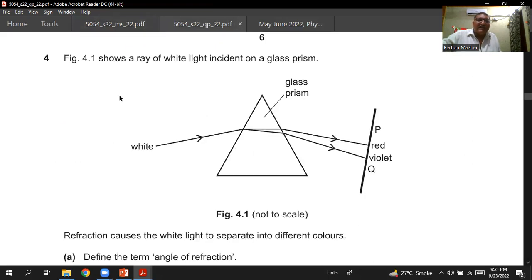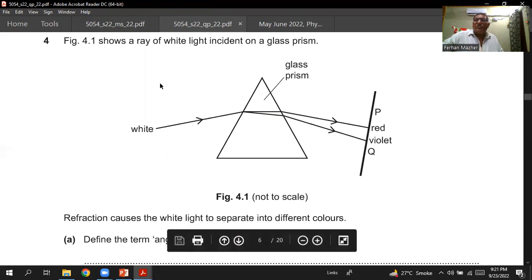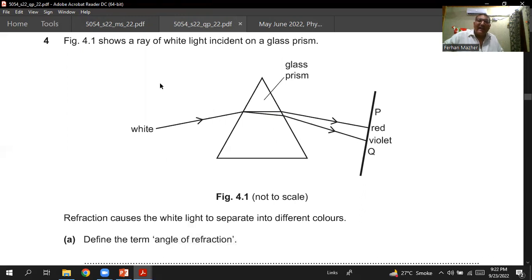The next question is: Figure 4.1 shows a ray of white light incident on a glass prism. Refraction causes the white light to separate into different colors. Okay, so this is red, violet, and Q and P. Do you remember that code word? Ronald McDonald is very ugly except Gary.